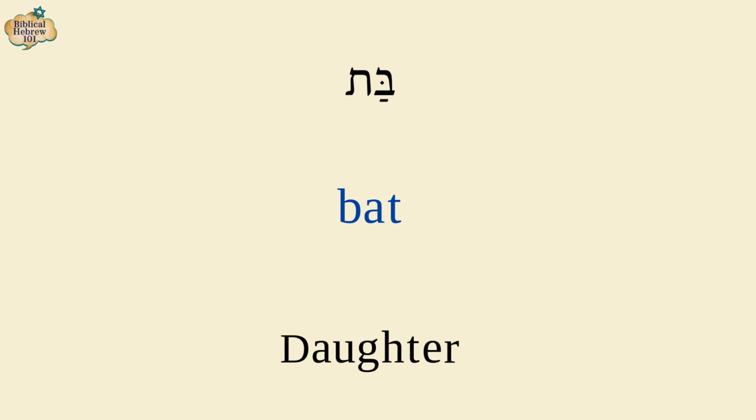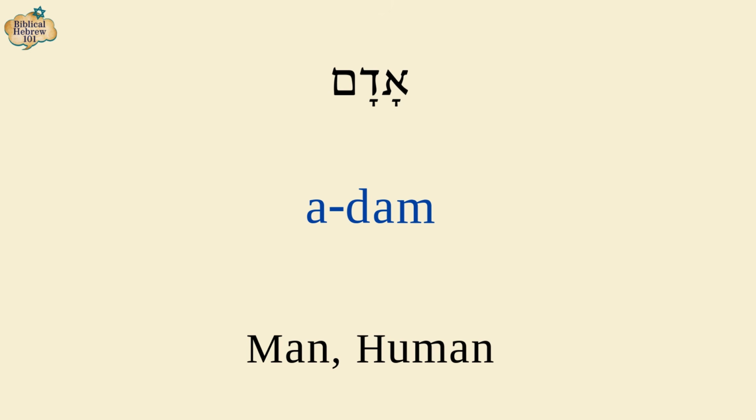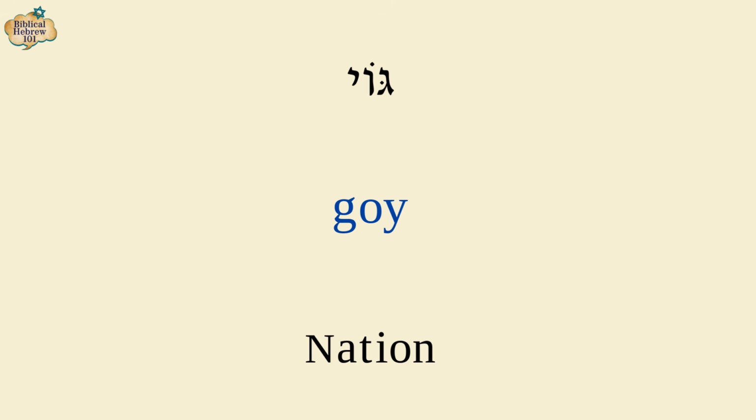Bat is a daughter. Bat. Maim is water. Maim. Adam is man or a human. Adam. Goy is a nation. Goy.